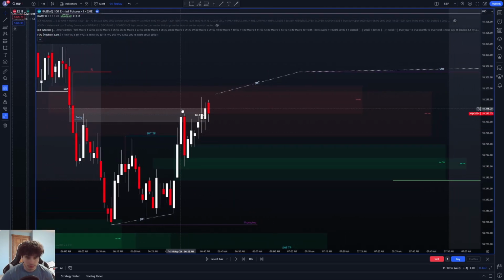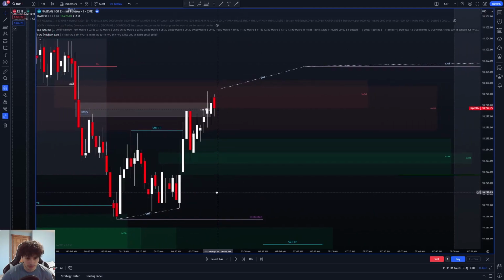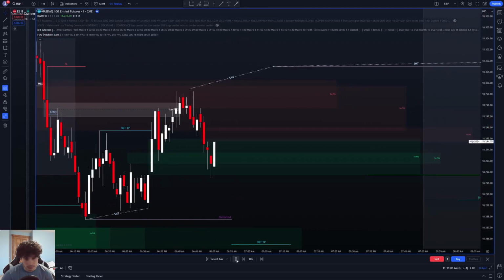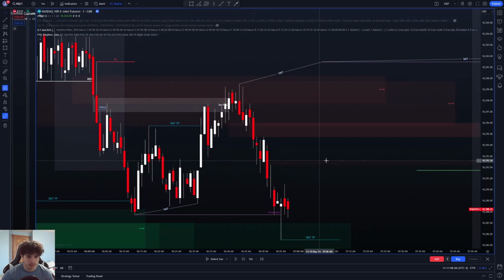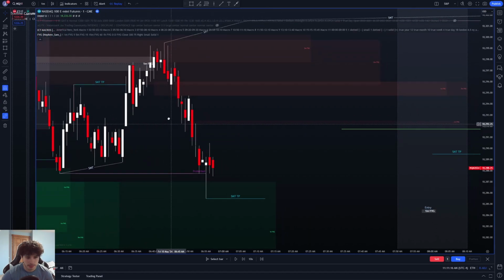So you can see we hit off of it. We actually tapped into this 1 minute for this SMT. Came back down, took out this protected low. Again, this protected low can get taken because this SMT TP got taken.